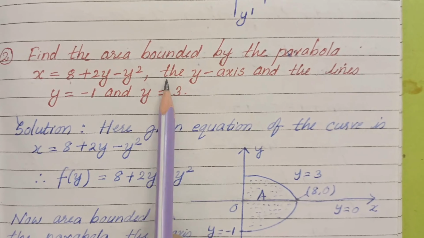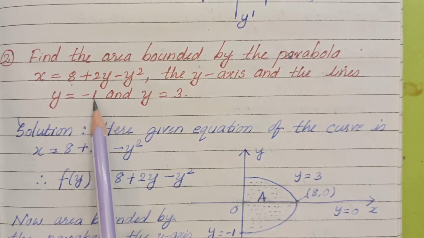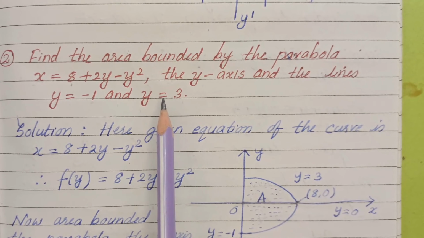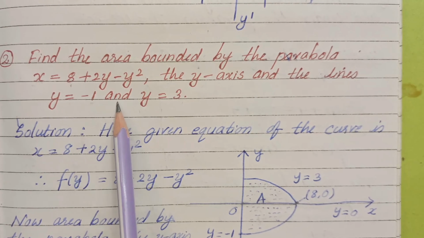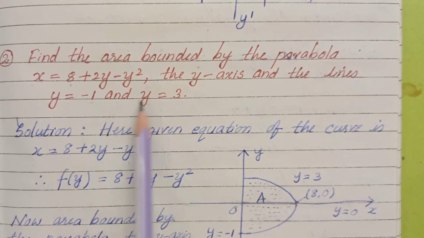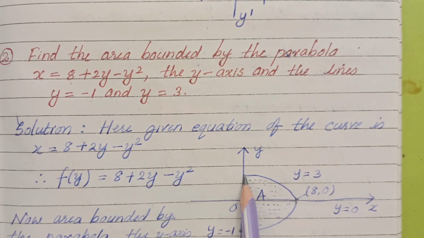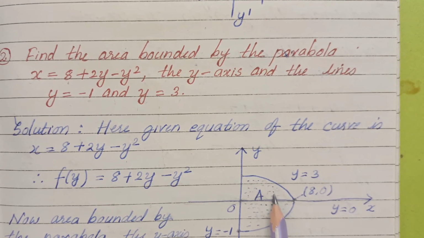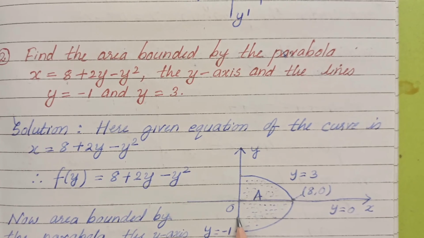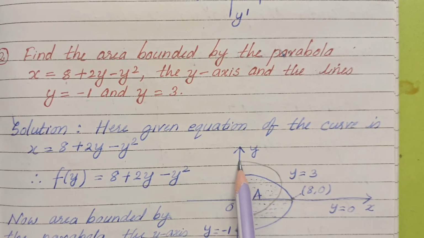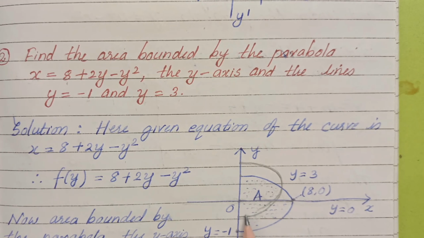So here it says the y-axis and the lines y is equal to minus 1 and y is equal to 3. So the ones that we need to know are y is equal to minus 1 and y is equal to 3. So on the y-axis, you just mark the label minus 1 and then mark the label 3. Maybe I have drawn these both equal, but it will not be equal, and the graph would be something like this.